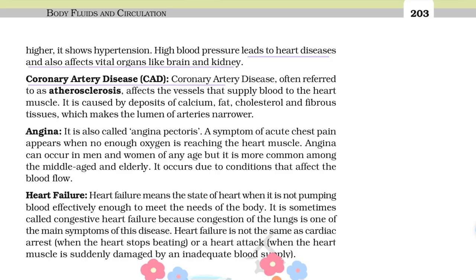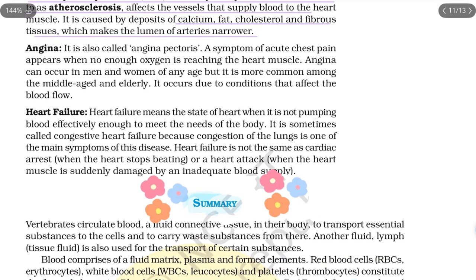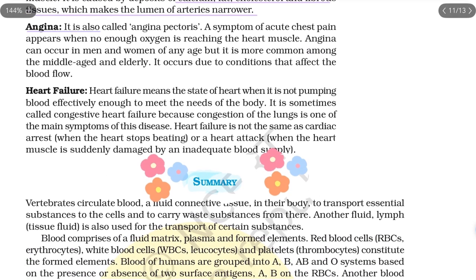Coronary artery disease, CAD. Coronary artery disease, often referred to as atherosclerosis, affects the vessels that supply blood to the heart muscle. It is caused by deposits of calcium, fat, cholesterol, and fibrous tissue, which make the lumen of arteries narrower. Angina, called angina pectoris. A symptom of acute chest pain appears when not enough oxygen is reaching the heart muscle. Angina can occur in men and women of any age, but it is more common among the middle-aged and elderly. It occurs due to conditions that affect the blood flow.